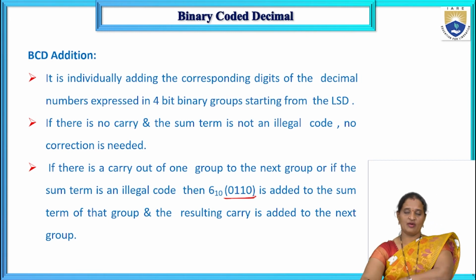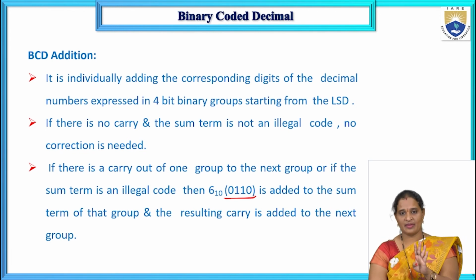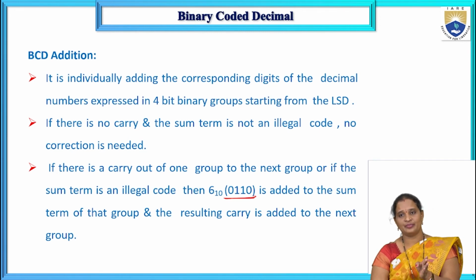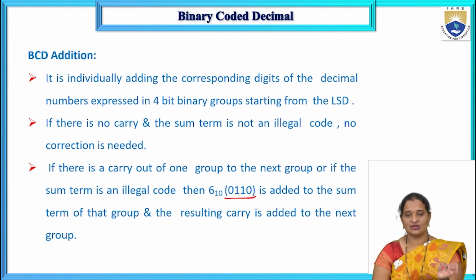So the things you have to remember: first, get the BCD code for the given decimal number, and perform the addition group by group, starting from the least significant digit to the most significant digit. If the sum results in a carry, or if the sum is an illegal code, then 0110 is to be added to the sum. If no carry is resulted and there is no illegal code, then no correction is needed. Why are we adding 6? In order to make it legal, we are adding 6 to the result. So that is the procedure here.